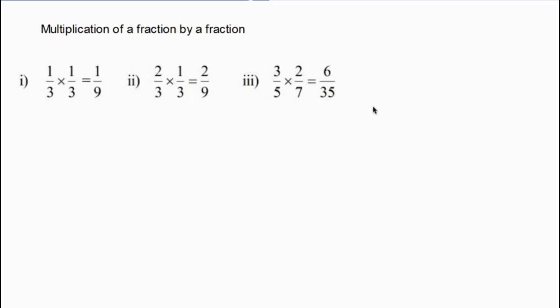So you can see the difference between these two multiplication. In case of multiplying by a whole number, we just multiply the numerator by the whole number. But if we are going to multiply the fraction with another fraction, then the respective numerators are multiplied and the respective denominators are also multiplied.